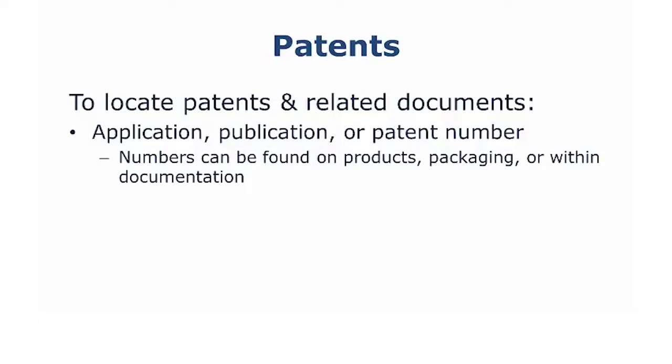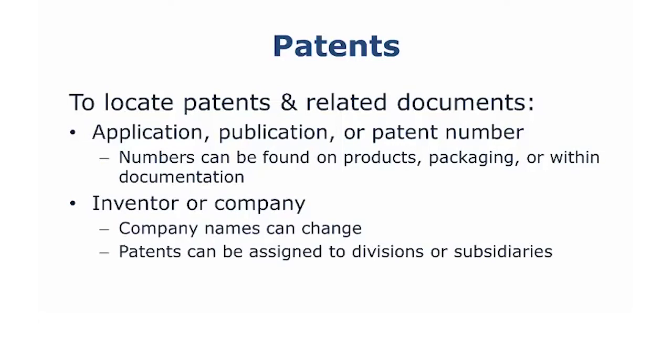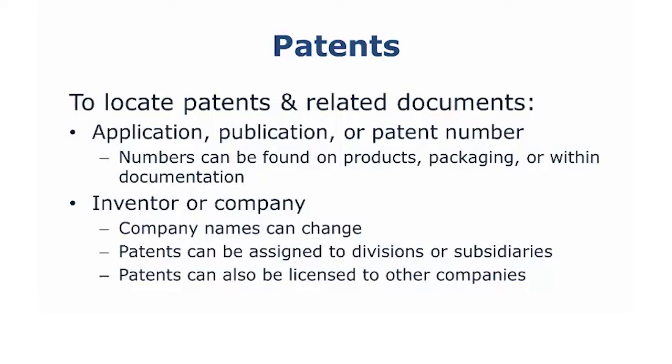You can search by inventor or company, but company names can change and patents can be assigned to divisions or subsidiaries. Patents can also be licensed to other companies. You may need to search many different former and current company names to locate all related patents.